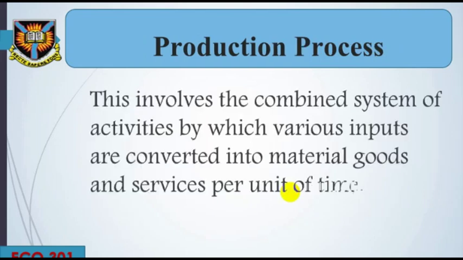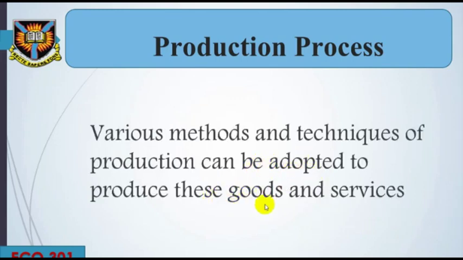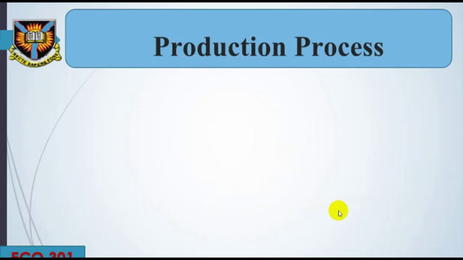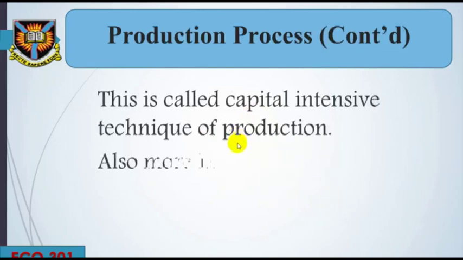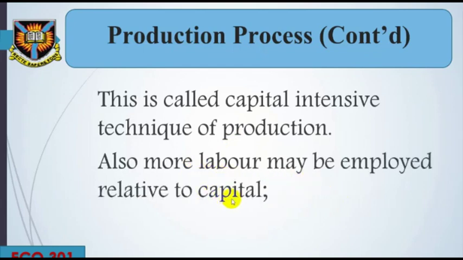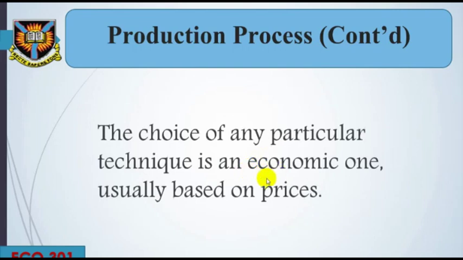Production process. This involves the combined system of activities by which various inputs are converted into material goods and services per unit of time. Various methods and techniques of production can be adopted to produce these goods and services. A firm may decide to use more capital relative to labor. This is called capital-intensive technique of production. Also, more labor may be employed relative to capital. This is referred to as labor-intensive technique of production. The choice of any particular technique is an economic one, usually based on prices.